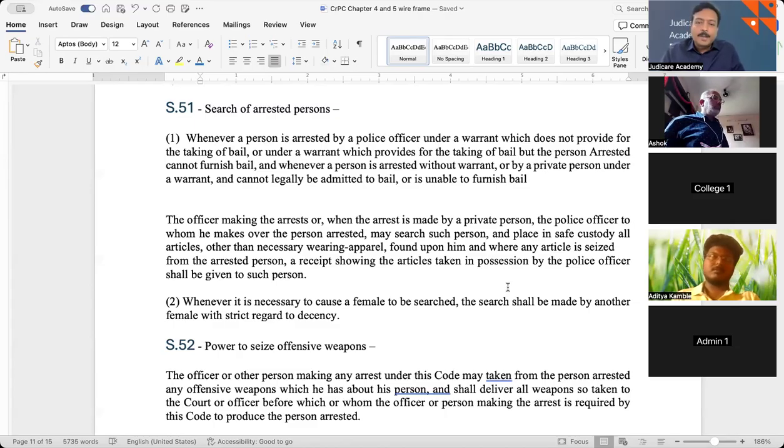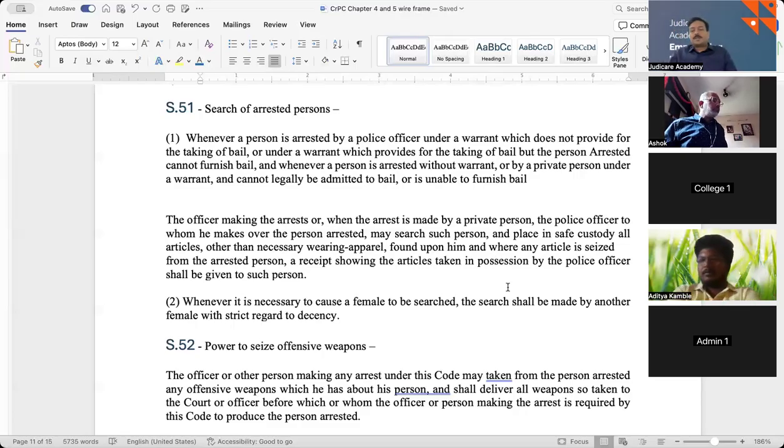And whenever a person is arrested without warrant, or by a private person under a warrant, and cannot legally be admitted to bail or is unable to furnish bail, the officer making the arrest, or when the arrest is made by a private person, the police officer to whom he makes over the person arrested, may search such person and place in safe custody all articles. What is in the pocket, what is in the jeans pocket, what is in the front pocket, what jewelry he or she is wearing, what necessary wearing apparel there is, found upon him. And where any article is seized from the arrested person, a receipt showing the article taken in possession by the police officer shall be given to such person. It is also signed by the person.